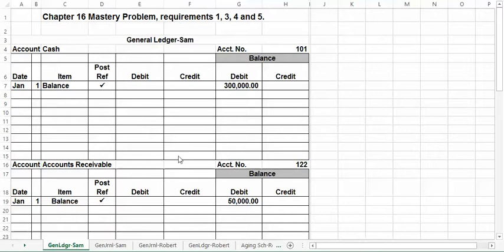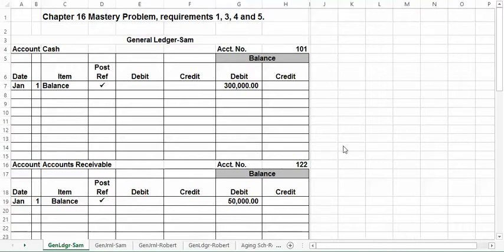Hello everyone, I just wanted to go over some hints and tips on the Chapter 16 Mastery problem that is due this week. It is a lot easier than students make it seem. You're given letters A through G in the book. However, on the form that we have given you to complete, which is in the classroom materials, we have completed letters A, B, and C for you. So the only ones you need to worry about are letters D through G and the adjusting entry.